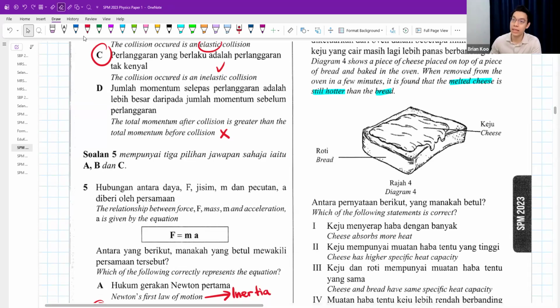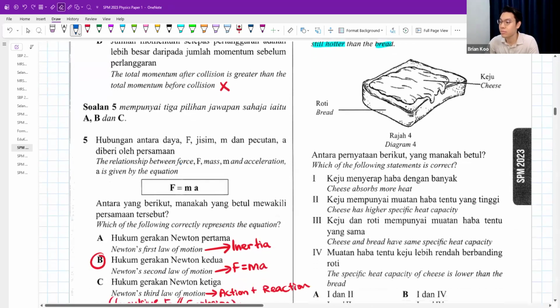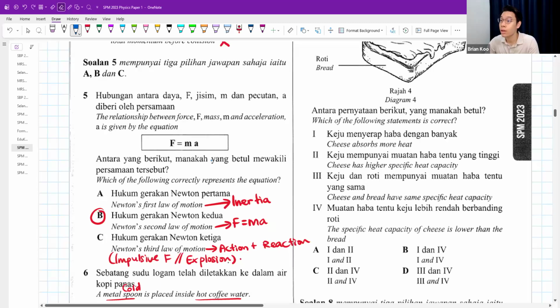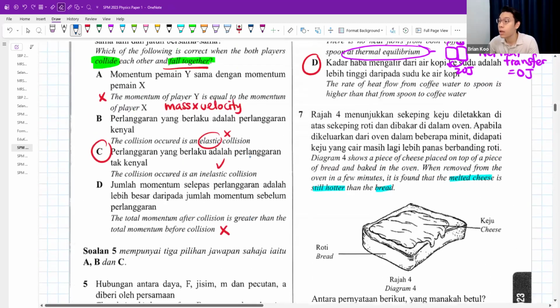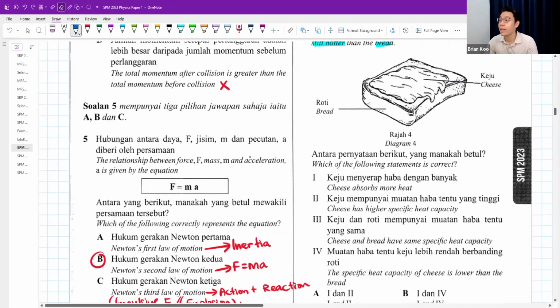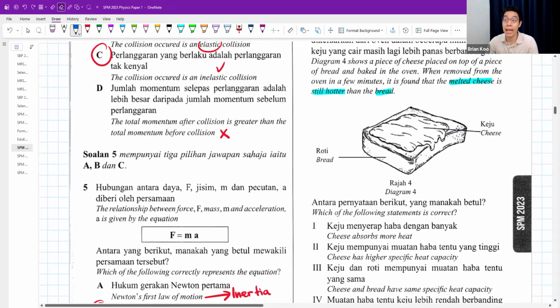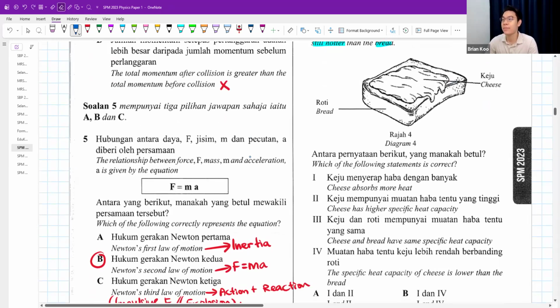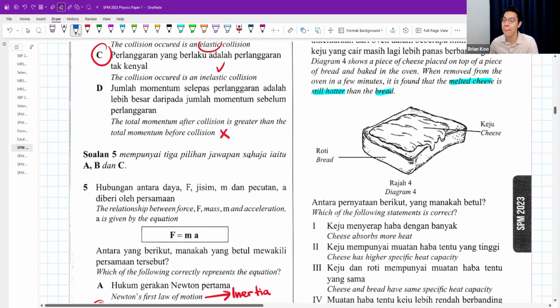Cheese absorbs more heat. I think so. I think cheese can absorb more heat, but let's look at the other answers also. Cheese has higher specific heat capacity. This one confirmed correct.